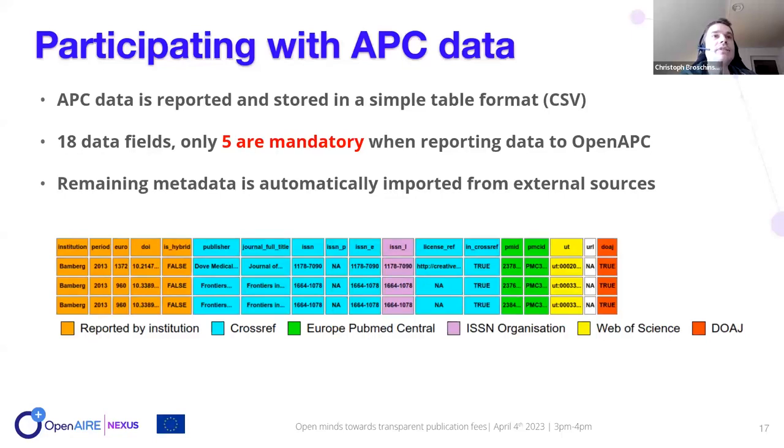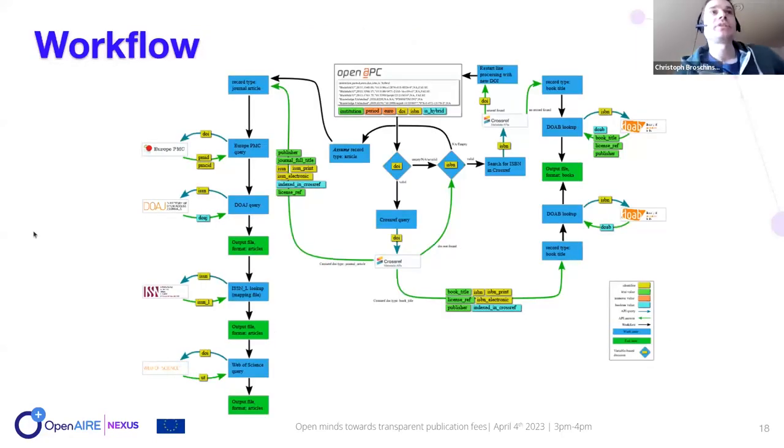So next slide, please. This is a bit of a wild picture. This shows how the enrichment workflow takes place. I think you don't have to understand it in all detail. What we can see at the top is, you can't really see it, it's a bit small, but that's basically the 5 fields which you are reporting to us when you are sending us data.